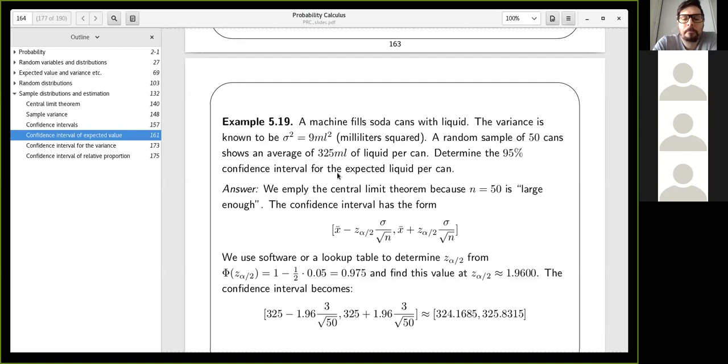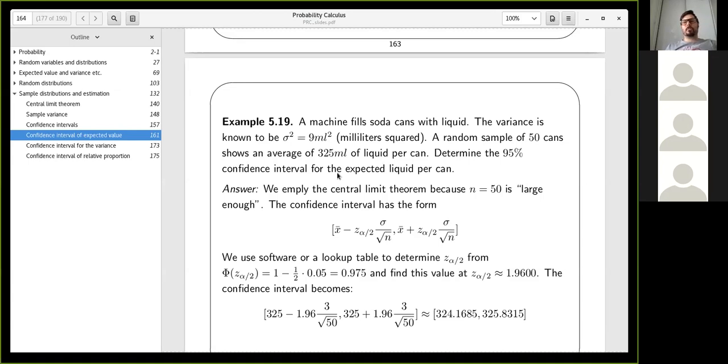So this is the sort of thing that we can conclude: we got this sample of average 325 with this variance. 95% of the time, this is the sort of sample we would get if the actual mu was between these two values. So if we repeat this, taking random samples of 50, then in 95% of the cases this interval would contain the true mean.